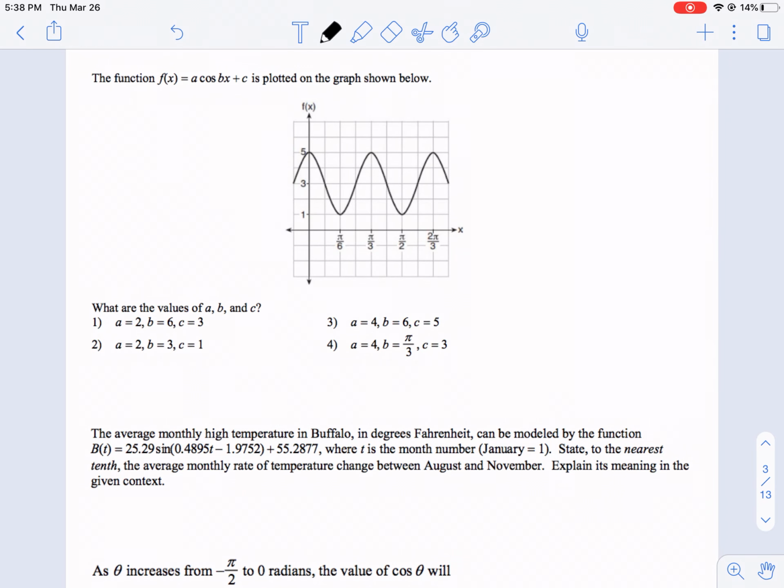Alright, so here they give you a graph and they want the values of A, B, and C, which is your amplitude, your frequency, and your vertical shift. Alright, well, let's see. The highest is 5, the lowest is 1. 5 plus 1 divided by 2 is 3. So that means our vertical shift is 3. So those choices are out. Now we just got to figure out what the amplitude is. So how high above the midline? It looks like it went up 2. So my amplitude has to be 2. And therefore I don't even have to find the frequency, because the only choice can be number 1.